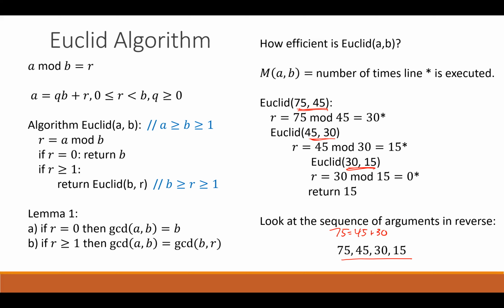So if we look at the numbers in sequence backwards, it looks sort of like a Fibonacci sequence. Maybe not exactly the Fibonacci sequence, but with a different base case, it kind of looks like the Fibonacci sequence. So that's what we're going to base our analysis on.